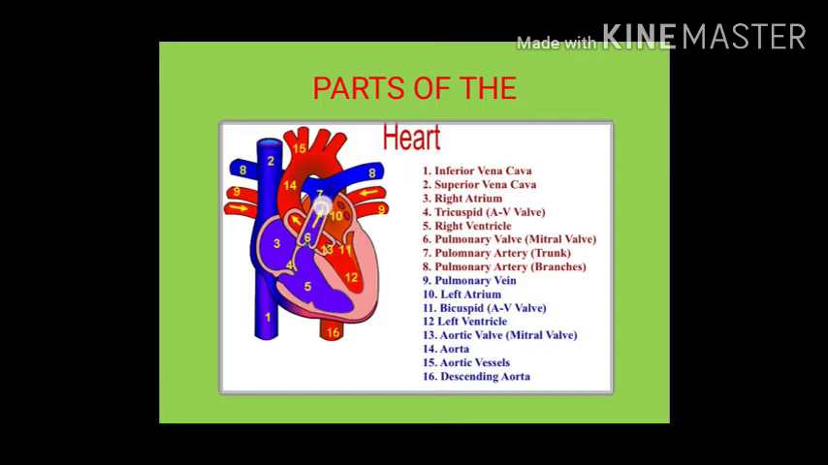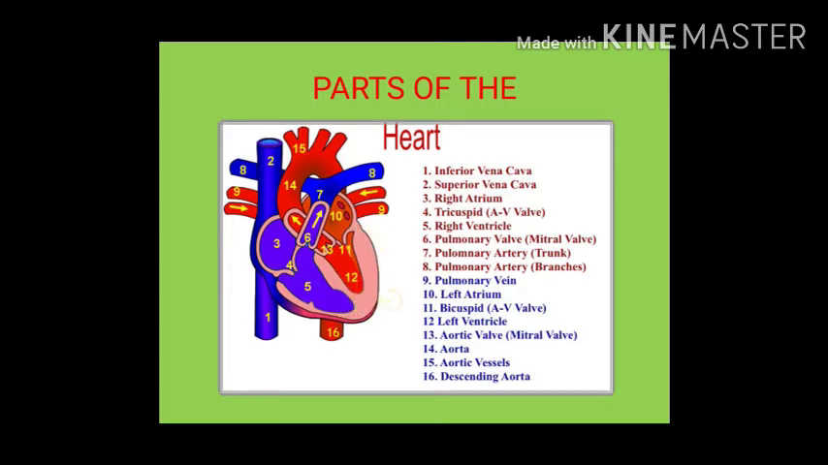Now from the lungs, the pulmonary vein, which is denoted by number 9, brings blood to 10, that is left atria. From left atria, moving through the bicuspid valve, blood goes to 12, that is left ventricle. Bicuspid valve is given number 11. You can check in the diagram.